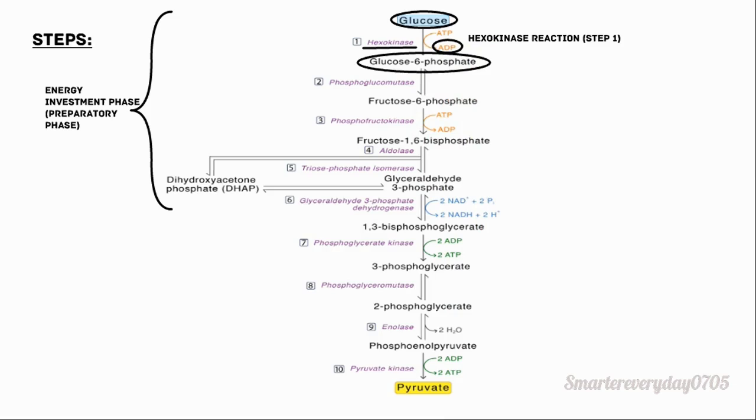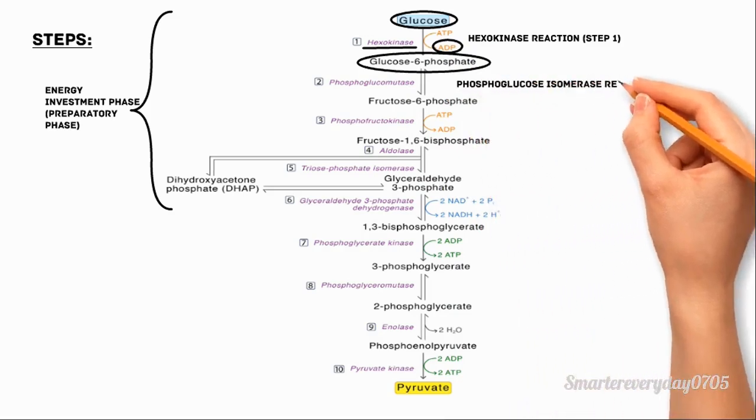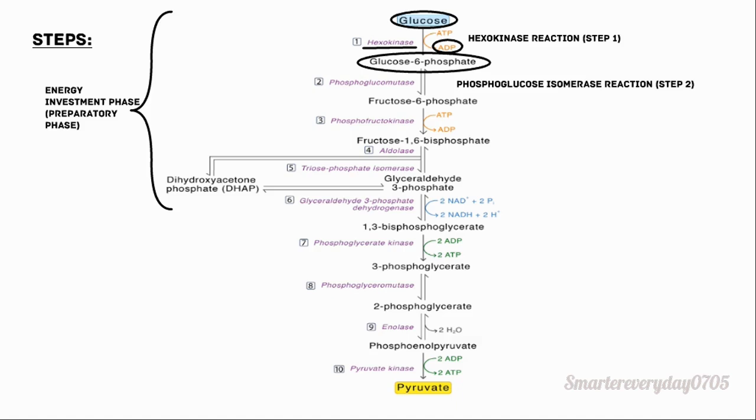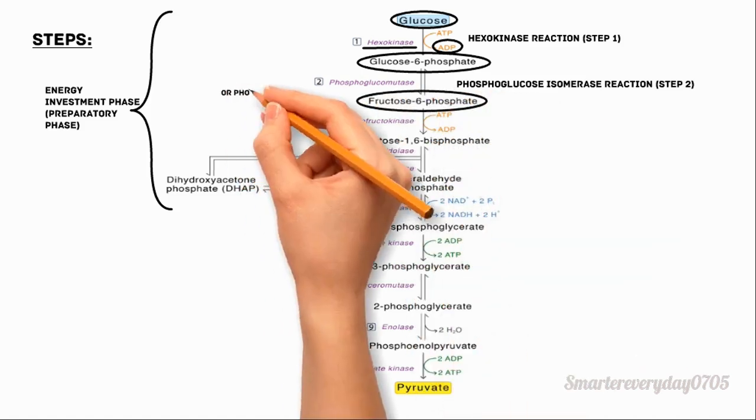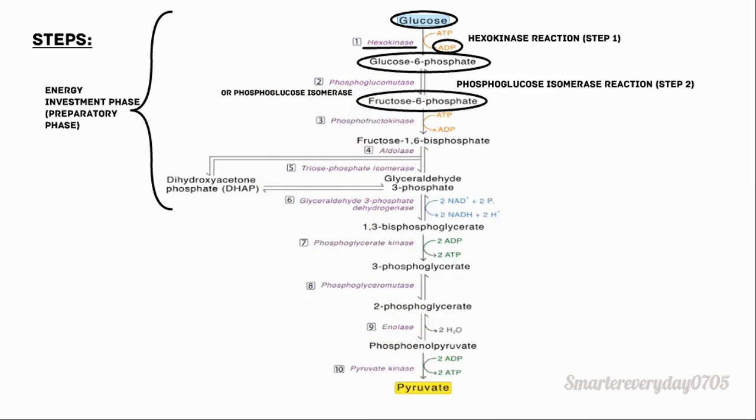Step 2. Phosphoglucose isomerase reaction. Here, glucose 6-phosphate is converted to fructose 6-phosphate. Phosphoglucose isomerase is the enzyme helping for this. This conversion of glucose to fructose is to prepare for further phosphorylation.